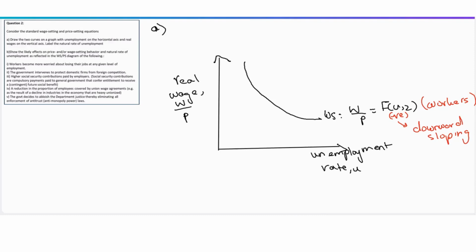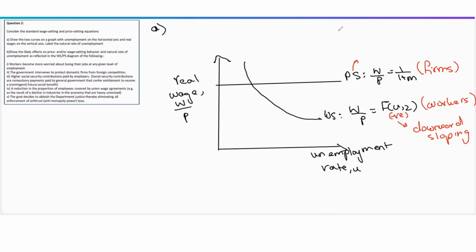And then we have our price setting curve. So the price setting curve represents the real wage firms are willing to pay given their pricing decisions. The WS curve represents the worker side, and the PS curve represents the firm side. This is the PS curve, which is W by P is equal to 1 by 1 plus M. Like we said, this represents the real wage firms are willing to pay.